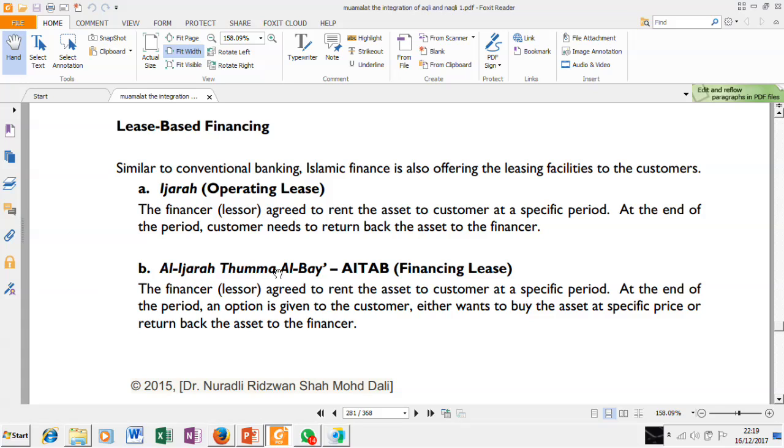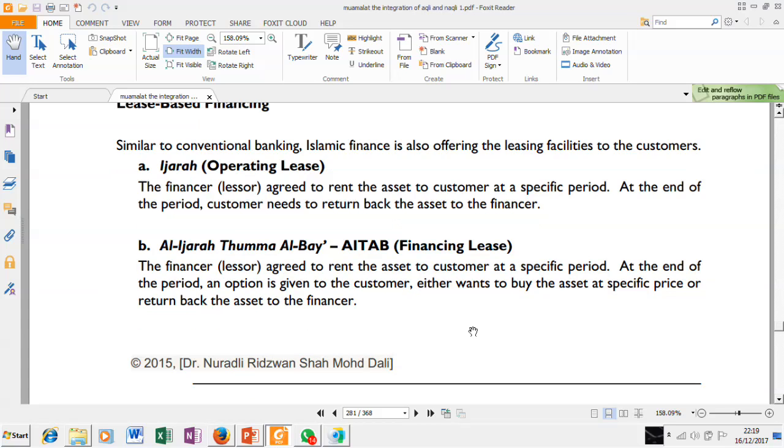And the second one is al-ijara thumma al-bay, which is where you rent first and then you buy. Thumma al-bay, so afterwards you buy. We call it ITAP, the financing lease. Basically the financial lessor agrees to rent the asset to the customer for a specific period, and at the end of the period, an option is given to the customer: either they want to buy the asset at a specific price, or they want to return the asset to the financial. So here you have an option whether you want to buy the asset that you have already leased, and if you want to buy it, then you have to pay a certain amount of money to the financial.